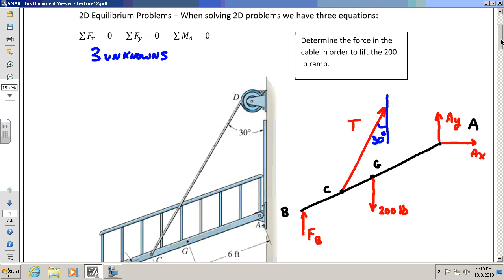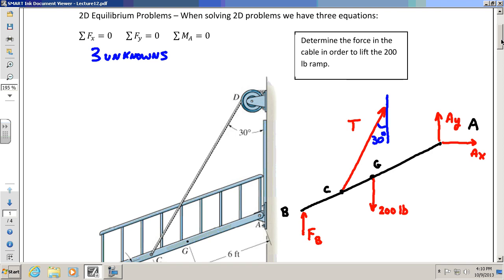Somebody might say, well, let's sum moments about A, and then we'll also sum moments about B, and maybe we'll sum moments about C, and we'll sum forces X, Y. You can't do it. You can never solve a 2D equilibrium problem with 4 unknowns. So there's something wrong that I've done. Can anybody identify what I've done wrong?